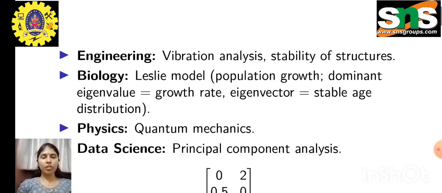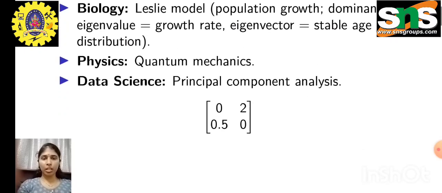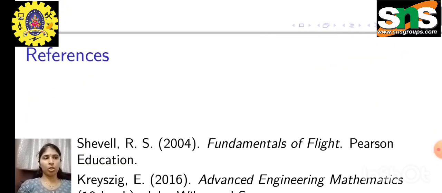Then in physics, eigenvalues and eigenvectors are used in quantum mechanics. Next, in data science, they are used in principal component analysis.